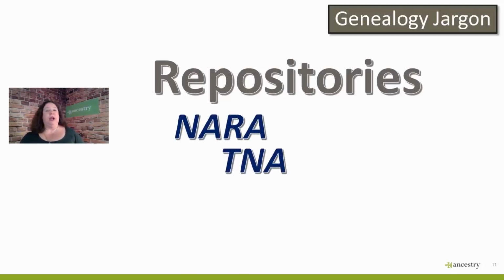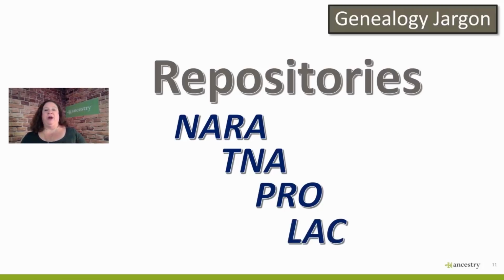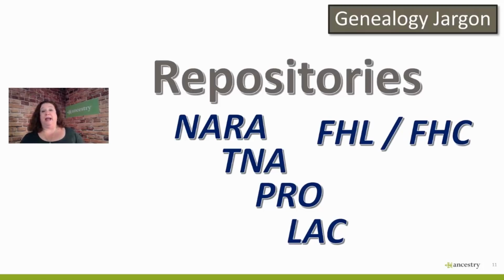The National Archives and Records Administration, or NARA, here in the United States. The National Archives, or TNA, in England. The Public Records Office is what it's called in Ireland. The Library Archives Canada is what it's called in Canada, right? So every country has a national archive. We also then see that states have archives, sometimes counties have archives, sometimes even cities have archives or historical societies.